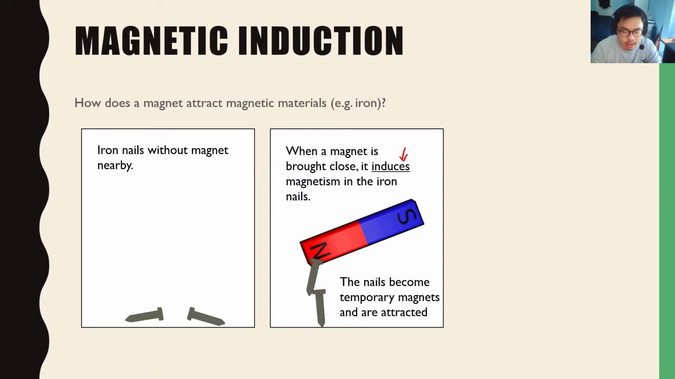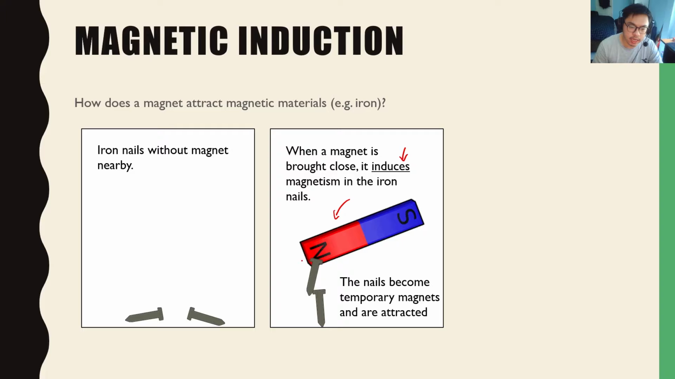So how does this happen? So let me just repeat that again. When you bring close the magnet, it will lend or induce its magnetism to the iron nails. So the iron nails become temporary magnets. That means they have poles, but only temporarily.